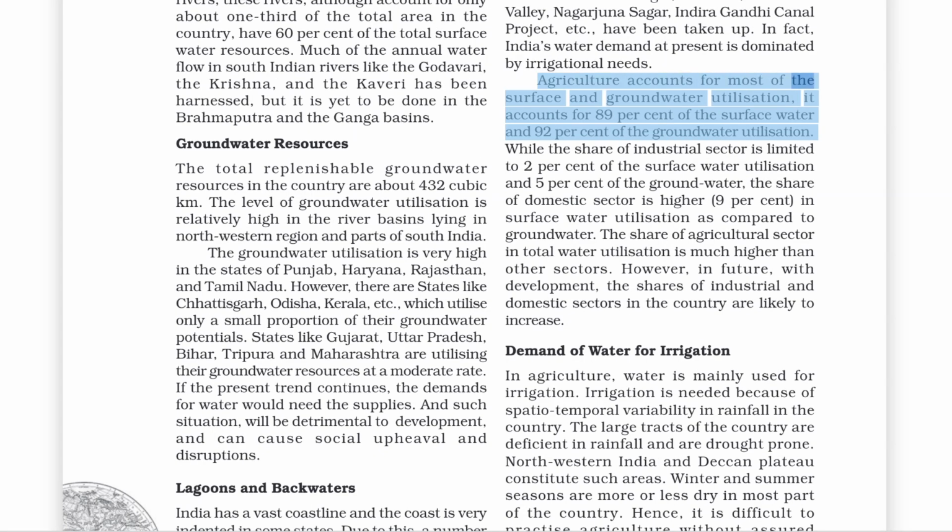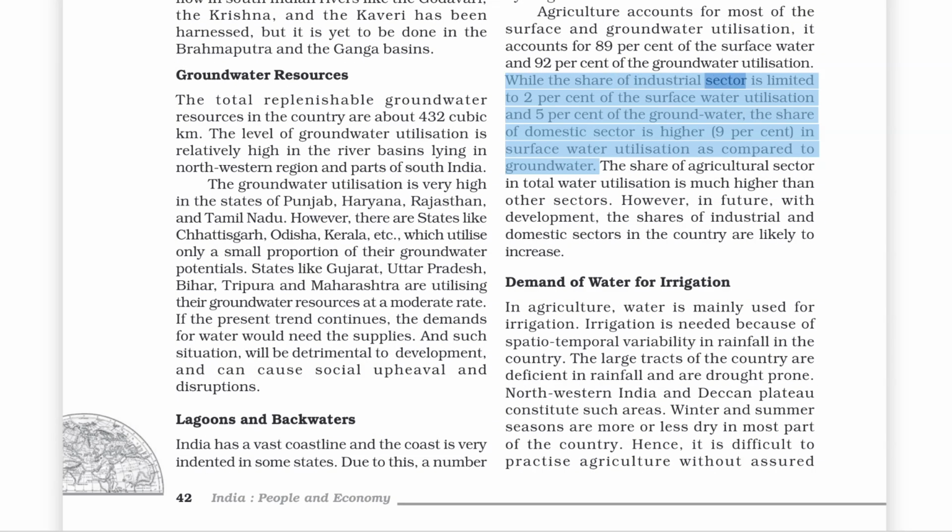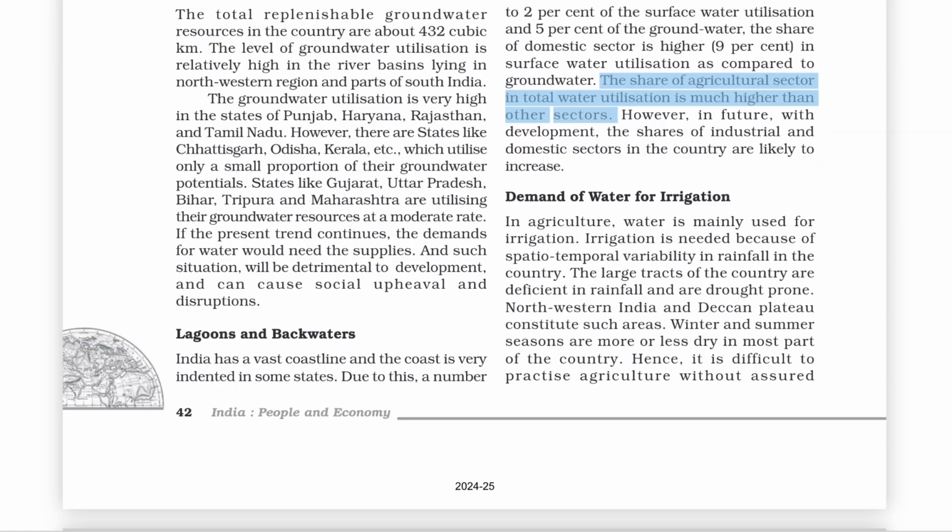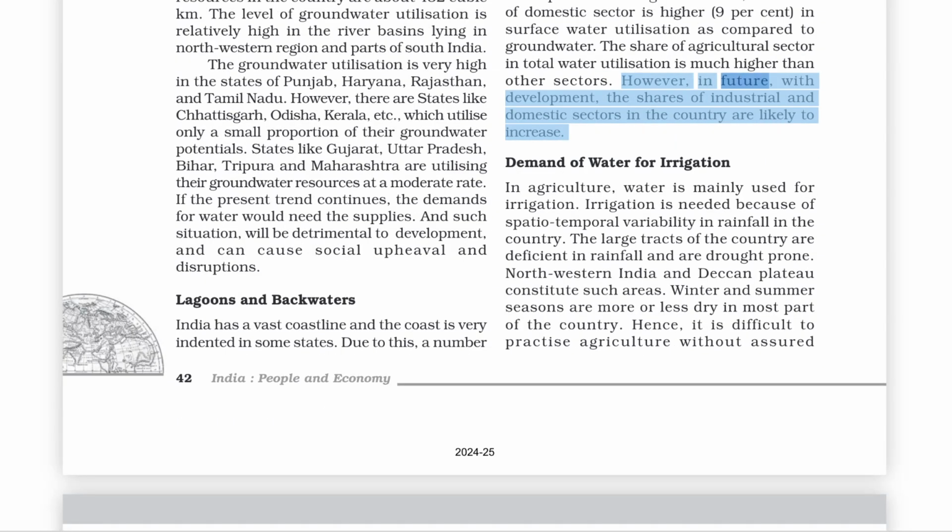Agriculture accounts for most of the surface and groundwater utilization. It accounts for 89% of the surface water and 92% of the groundwater utilization. While the share of industrial sector is limited to 2% of the surface water utilization and 5% of the groundwater, the share of domestic sector is higher, 9%, in surface water utilization as compared to groundwater. The share of agricultural sector in total water utilization is much higher than other sectors. However, in future, with development, the shares of industrial and domestic sectors in the country are likely to increase.